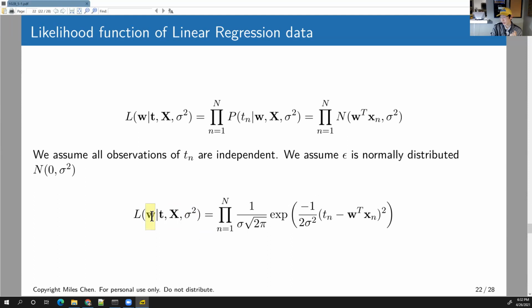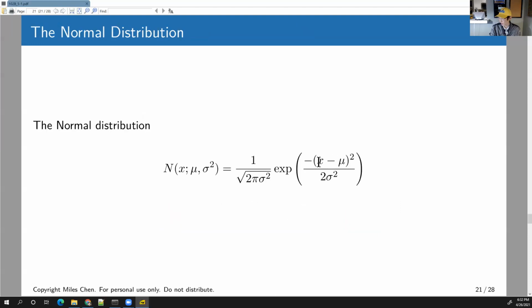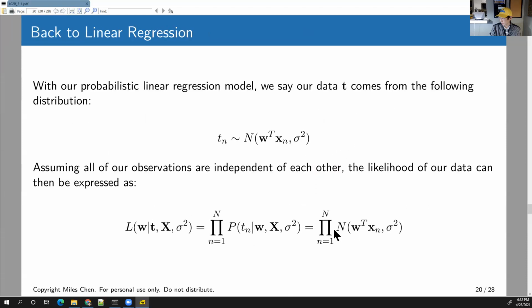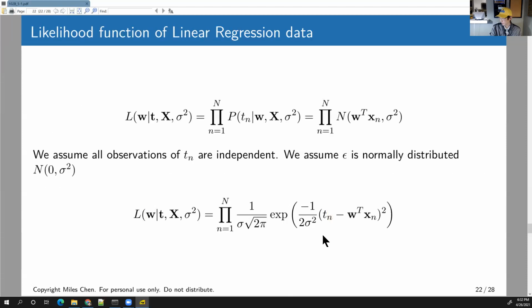The only thing that we are modifying, the theta, or the parameter that we're modifying, is the vector W, the vector of coefficients W. And so for the mean, back here we're doing X minus mu. This mu is defined by W transpose X sub n. So we're going to put that right here. And then our X here is our T sub n.